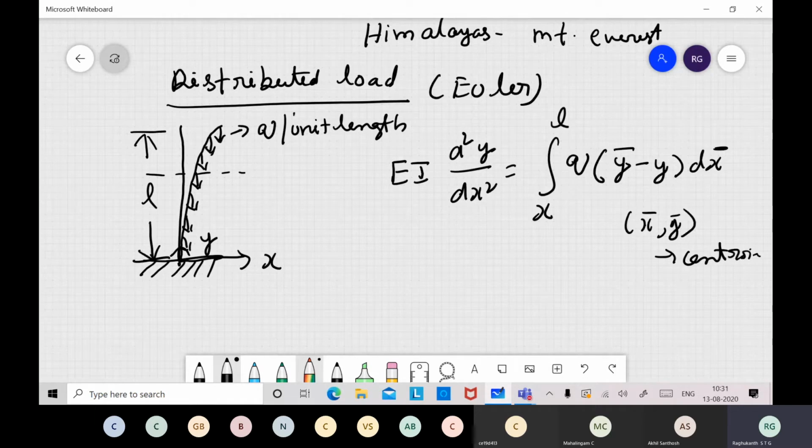Both are same, whatever I wrote previously. Sir, x and y should be interchanged, right? Which one? X is along the axis and y is lateral deflection. Sorry, I think I made a mistake.